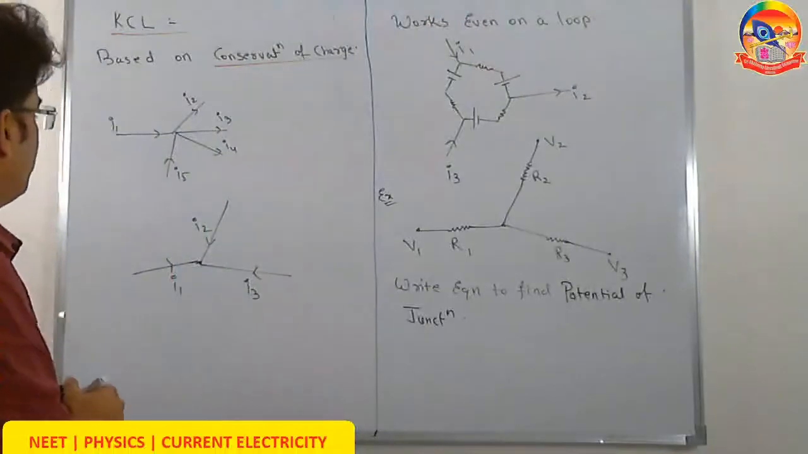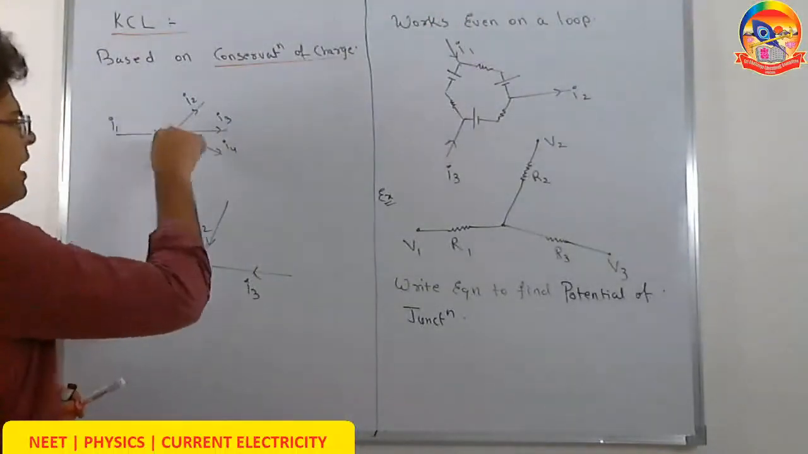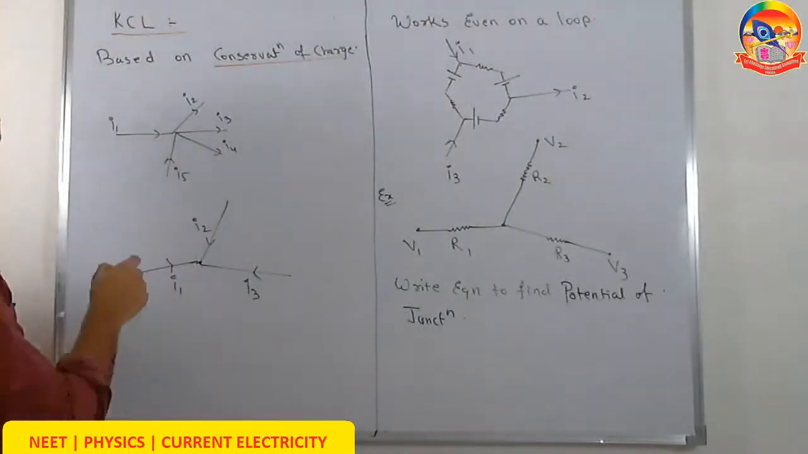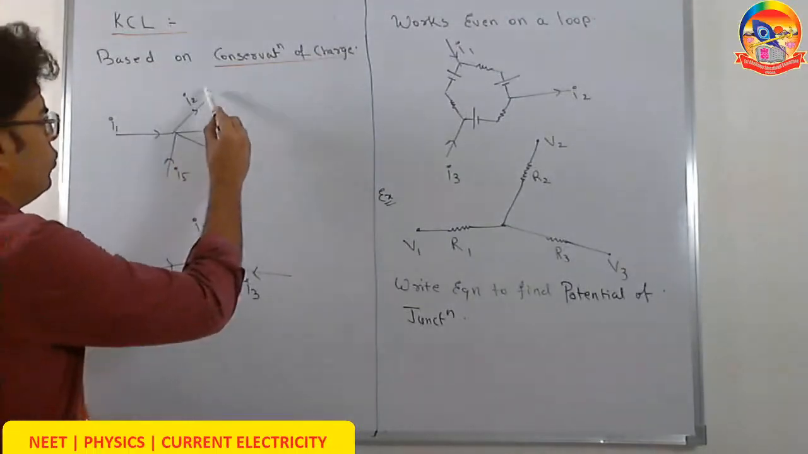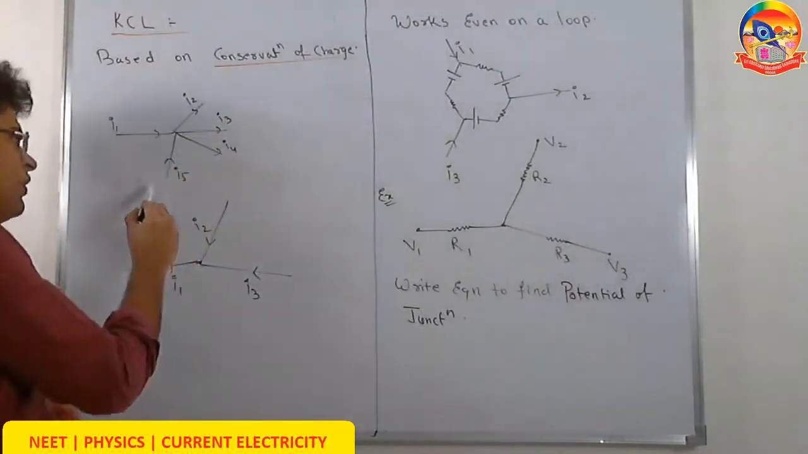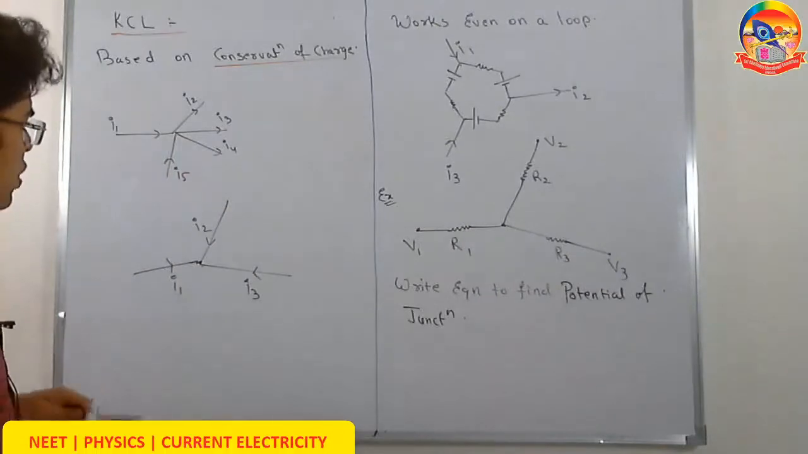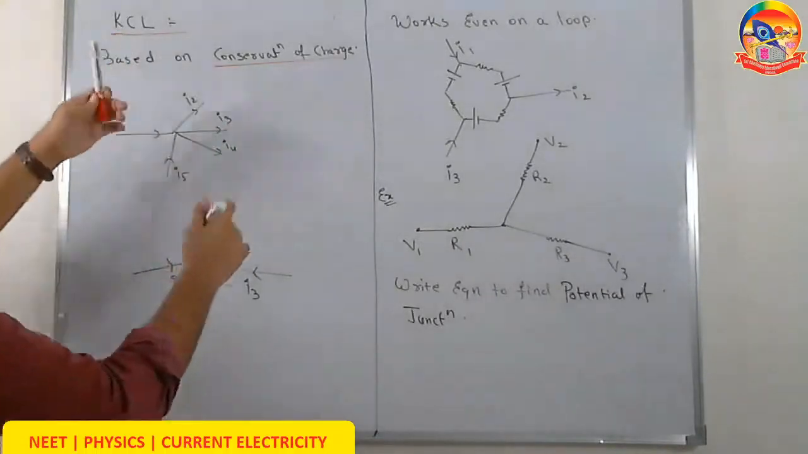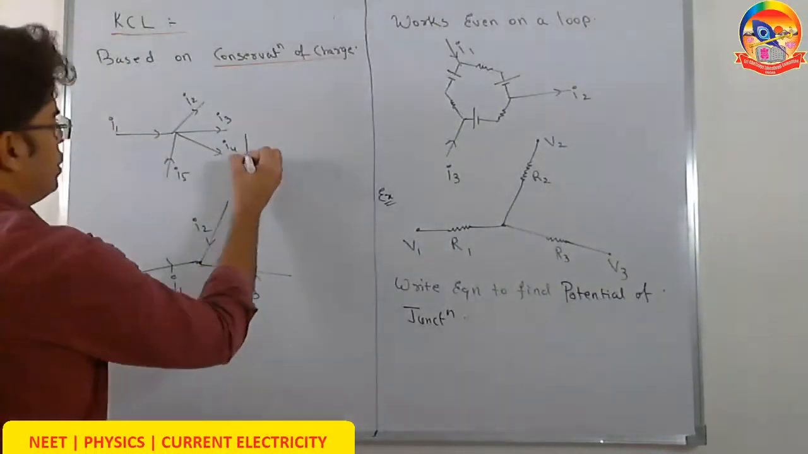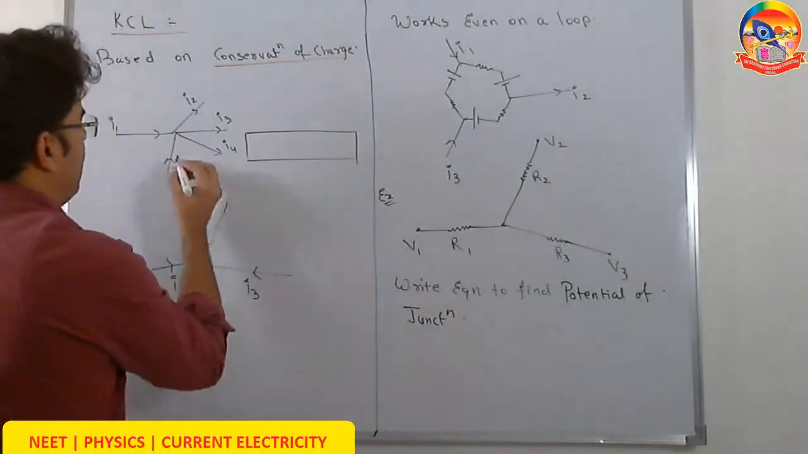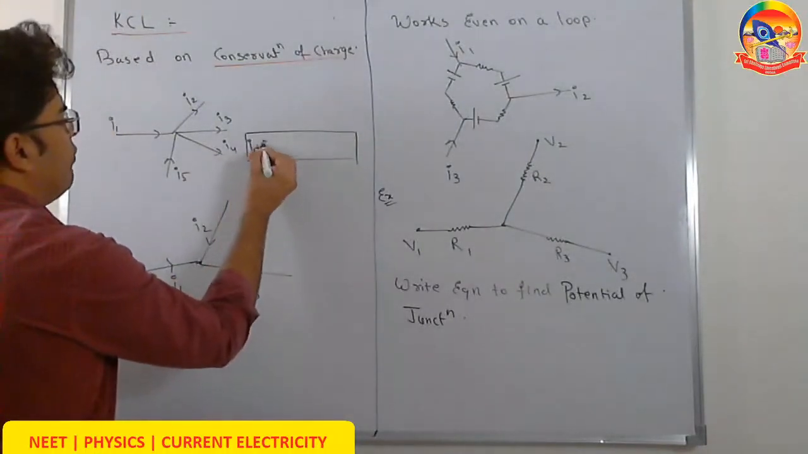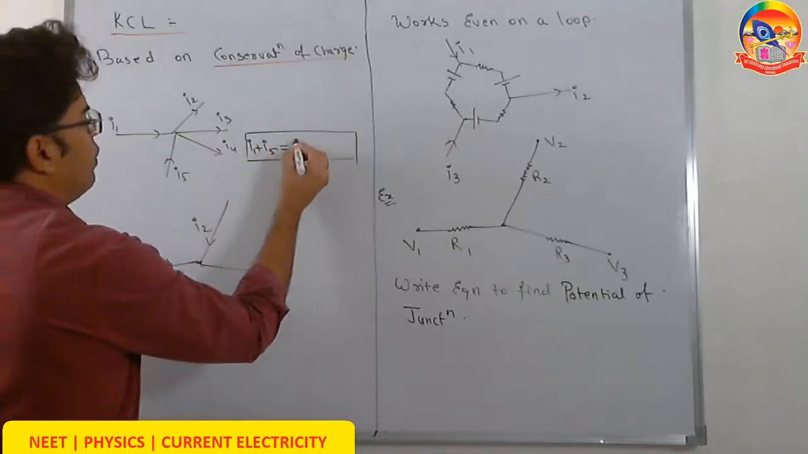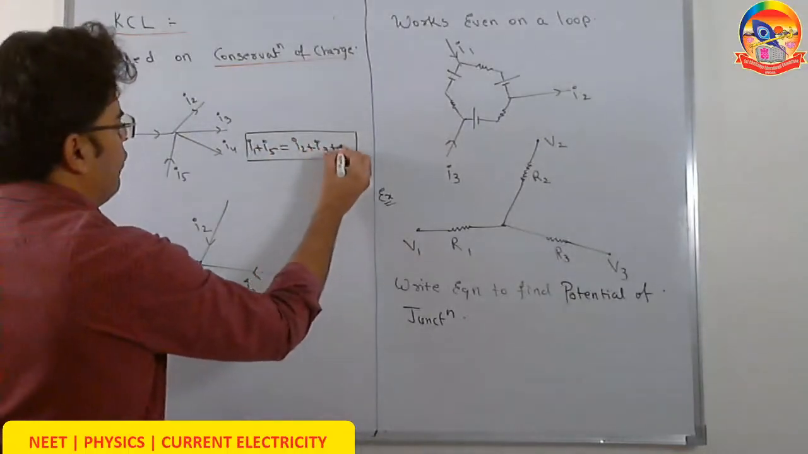So for example, here you can see a junction in which 5 wires meet. Wire 1 carries current towards junction, 2 takes it out, 3 takes it out, 4 takes it out, and 5 takes it towards the junction. The current going towards the junction must be equal to current going away from the junction. So here we can write equation of KCL as I1 plus I5, current going towards the junction, should be equal to I2 plus I3 plus I4.